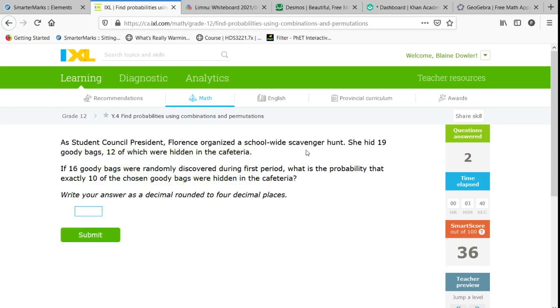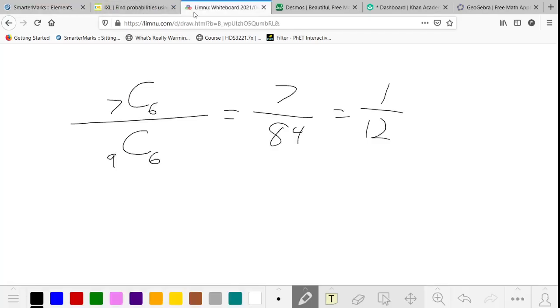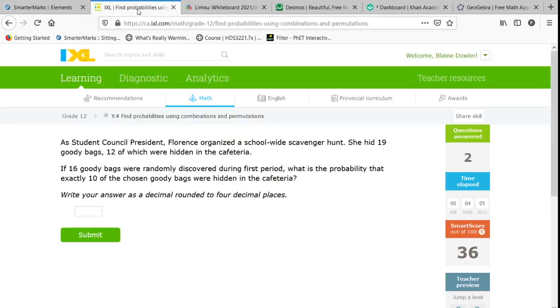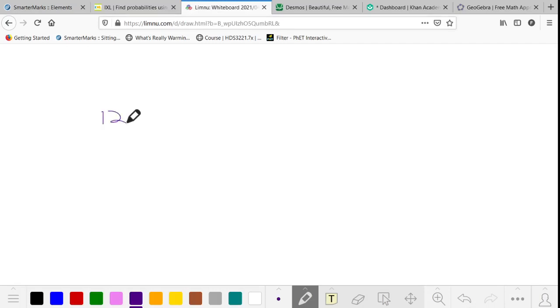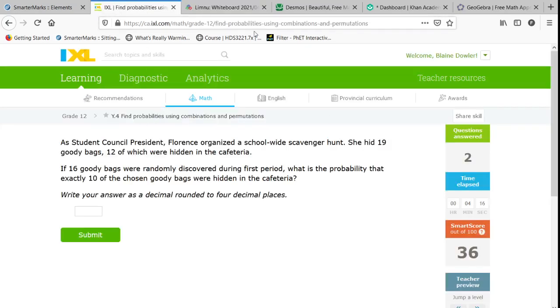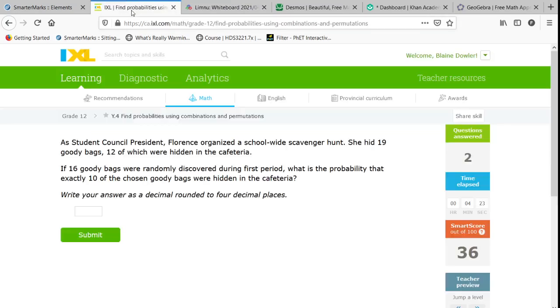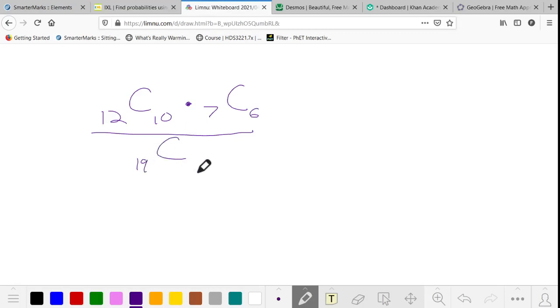Now we've got 19 goodie bags, 12 in the cafeteria. If 16 were randomly chosen during the first period, what is the probability that exactly 10 of the goodie bags were hidden in the cafeteria? So if we find 16 of them and exactly 10 came from the cafeteria, then what we have is a 2-step problem. So we find 10 of the 12 in the cafeteria, and we found 16 total, so we need an and there's 12 in the cafeteria. That means of the other 7, we found 6. And all possibilities mean we found 16 goodie bags of the 19 that were hidden.